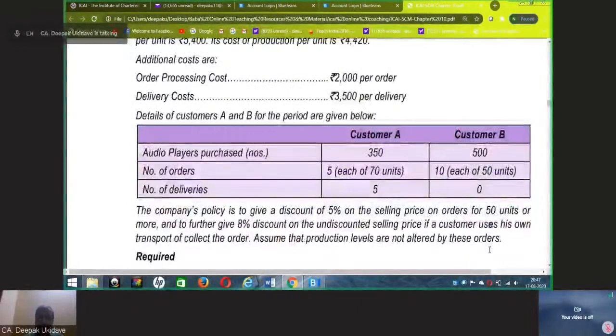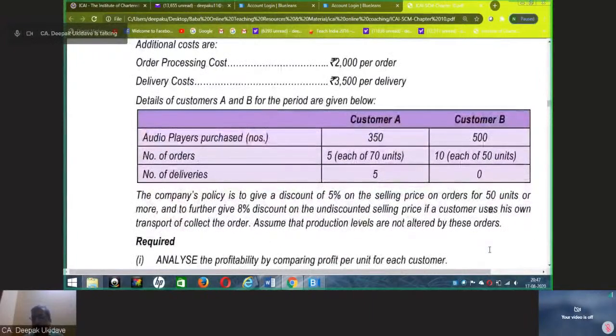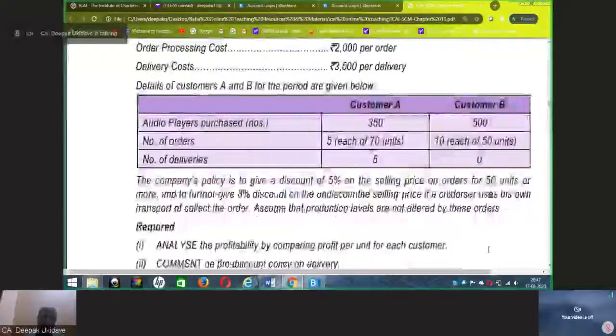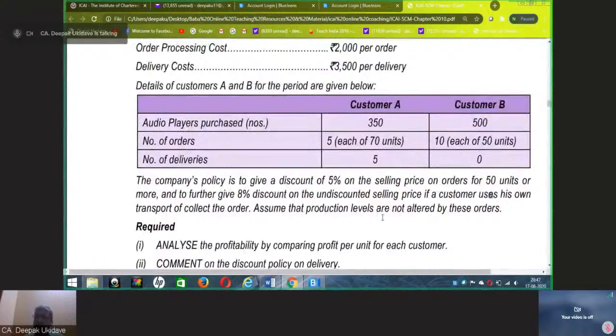Company's policy is to give a discount of 5% on the selling price on orders for 50 units or more. Alright, 50 units or more, the company gives 5% discount. So both customers can avail this 5% discount? Yeah, because one customer is placing 70 units at a time and the other one is 50 units. So both are entitled to 5% discount.